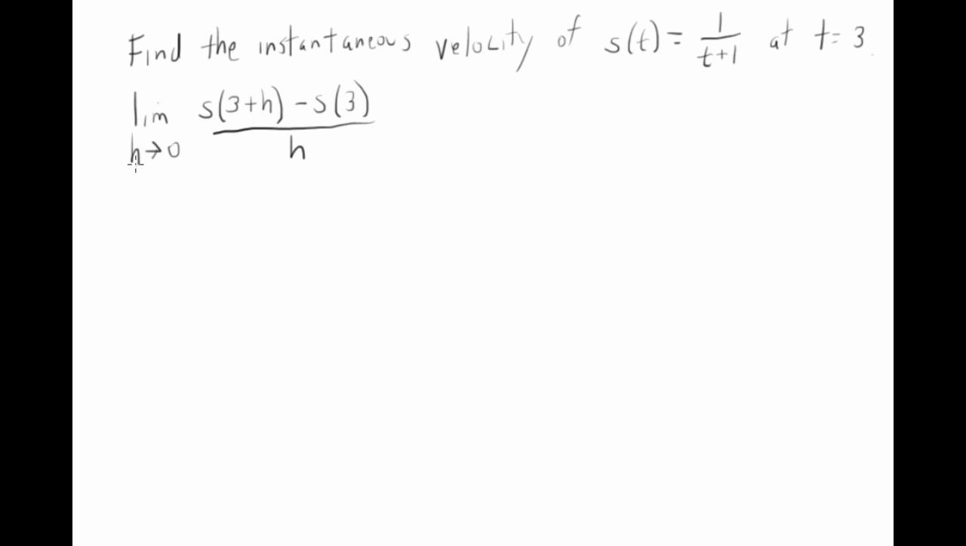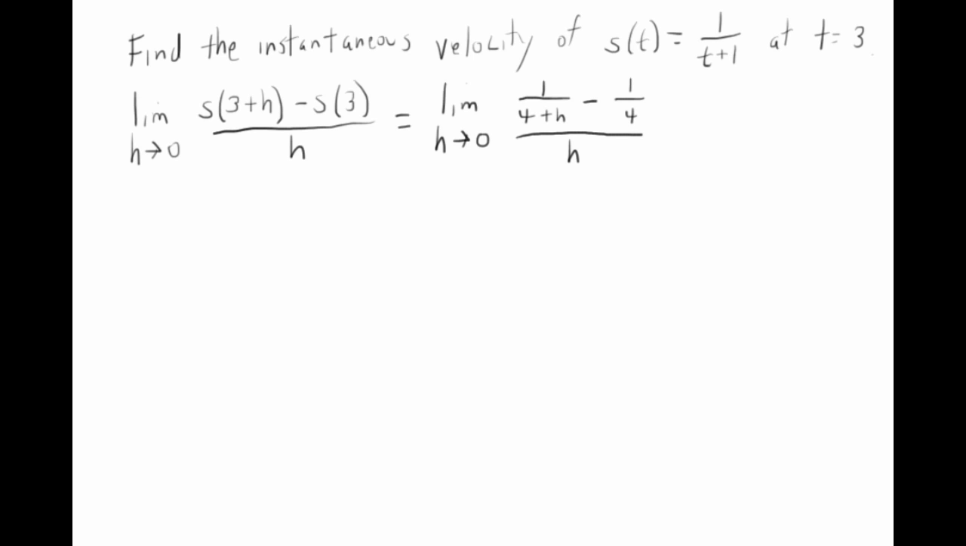So I've started the definition here. What I'm interested in is the limit as h goes to 0 of s of 3 plus h. I'm interested in focusing at 3. Here's my plus h, moves me a little bit forward in time. This top expression tells me my change in distance. That's my change in time. Let's take one more step by actually plugging these values into our s function. So if I plug 3 plus h into this function, I get 1 over 4 plus h, minus if I plug in 3, I get 1/4, and that's all over h.